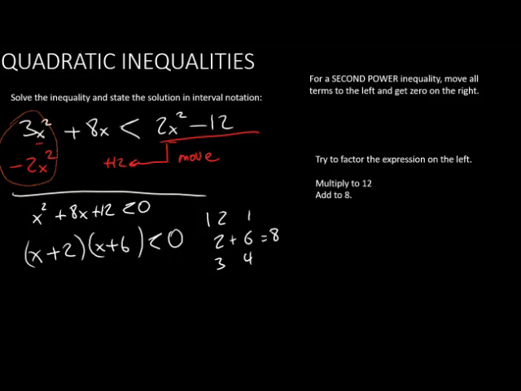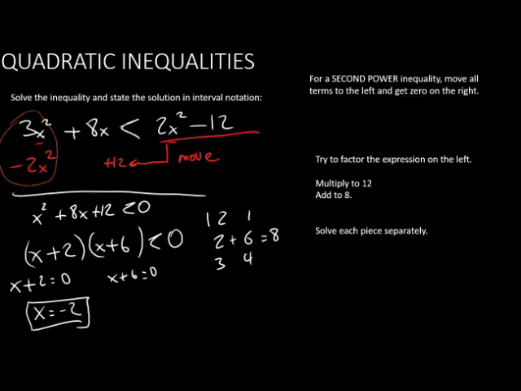Now that we've factored the quadratic piece, let's solve both pieces of this inequality. We will say x plus 2 equals 0. If we move the 2 to the right, we would get x equals negative 2. And then if we take the x plus 6 and set it equal to 0, and move the 6 to the right, we will have x equals negative 6. Now we'll take this information to the next slide, and we'll try to draw a number line and figure out which parts of the number line will satisfy that inequality.